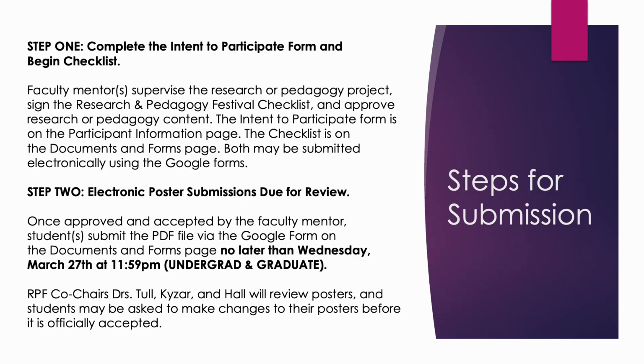So on to the steps for submission. Step 1 is to complete the intent to participate form and begin the checklist. The faculty mentor will sign off on the checklist and approve the project. Both of these forms are available on the Documents and Forms page and submitted through a Google form. So it makes it very easy. So you want to make sure that both of these are completed as soon as you can, just to make sure that it's in and accounted for. And the checklist allows you to keep track of what you need to do, as well as what you need to get signed off on.